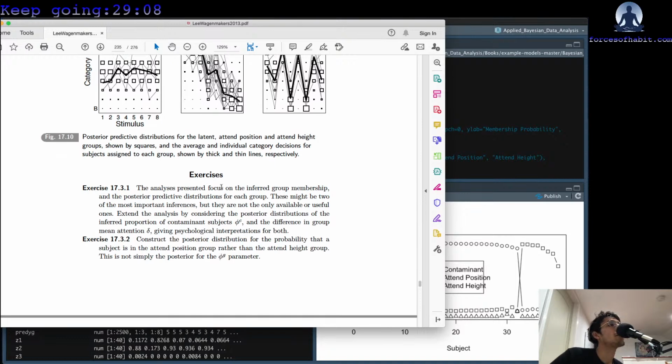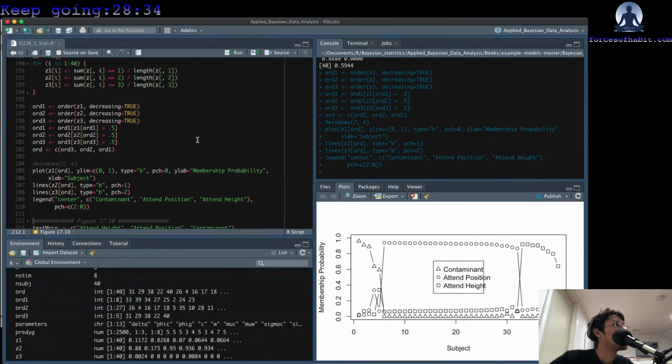So the analysis presented the focus on the inferred group membership and the posterior distribution of each group. These might be two of the most important inferences, but they are not the only available or useful ones. Extend the analysis by considering the posterior distribution of the inferred proportion of contaminant subjects and the difference in group mean. So we can go and extract those parameters and we can take a look at them.